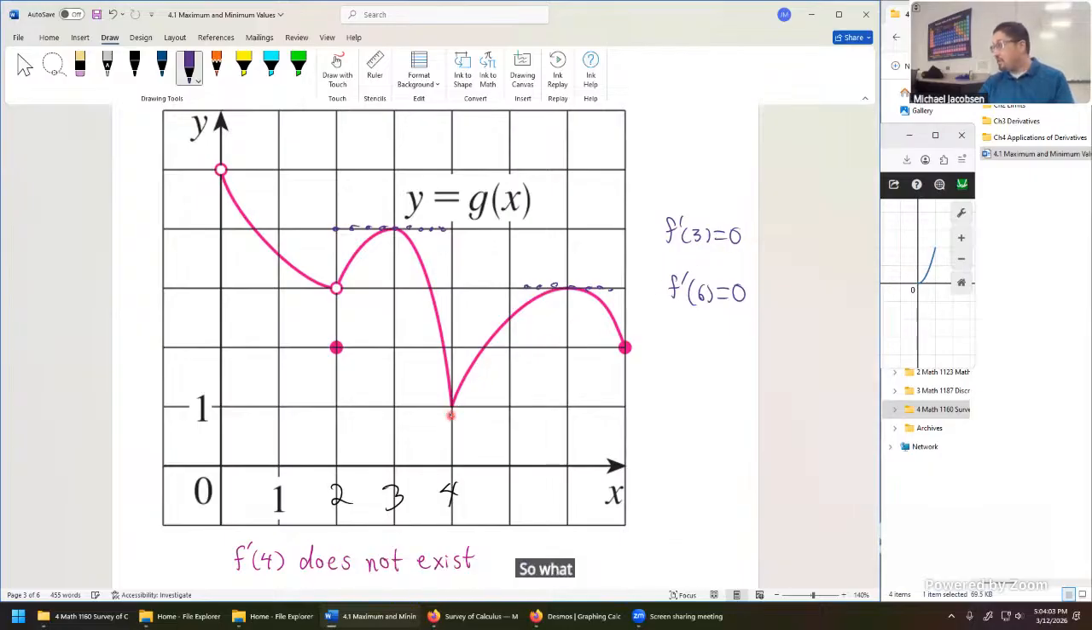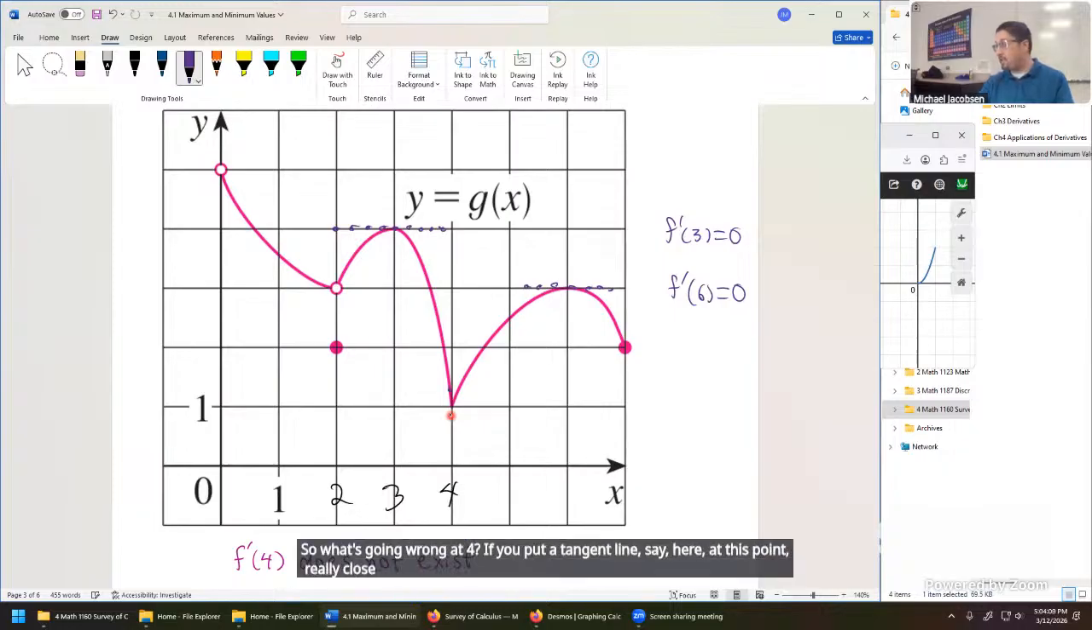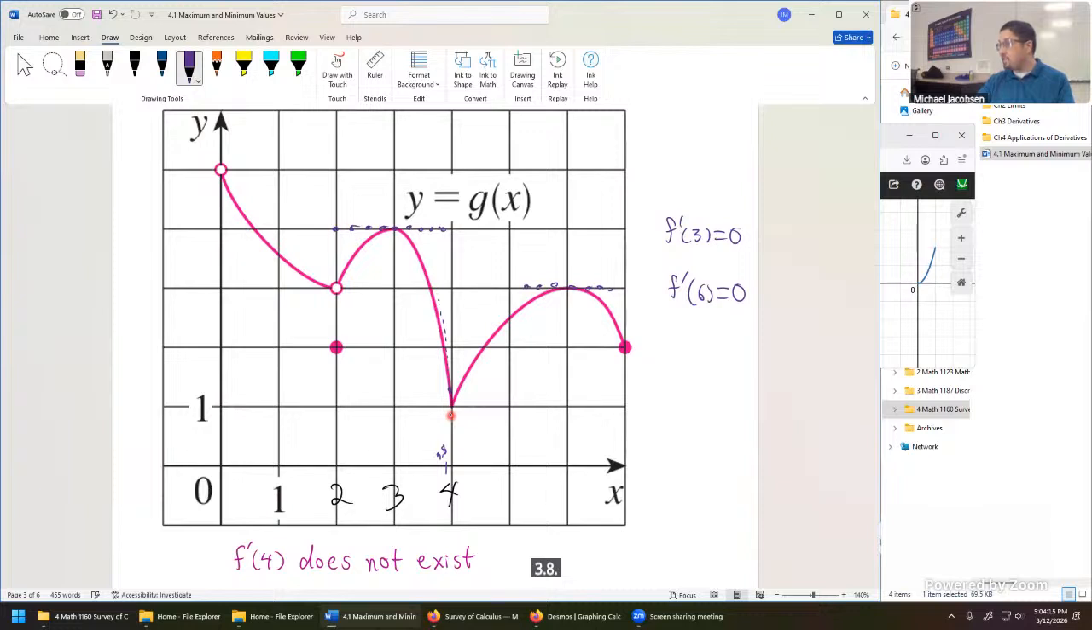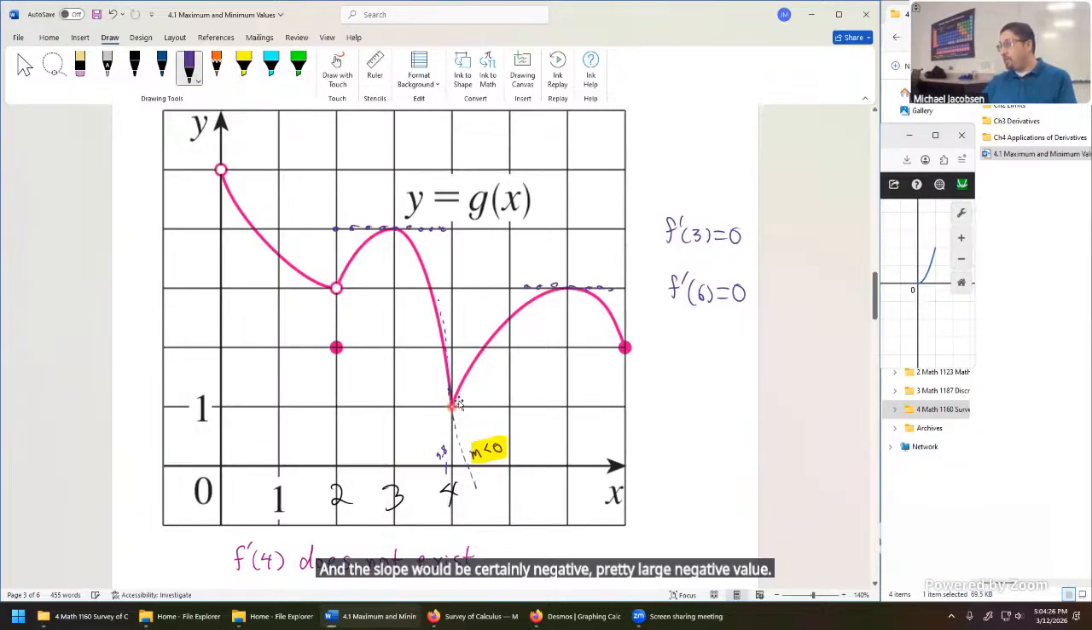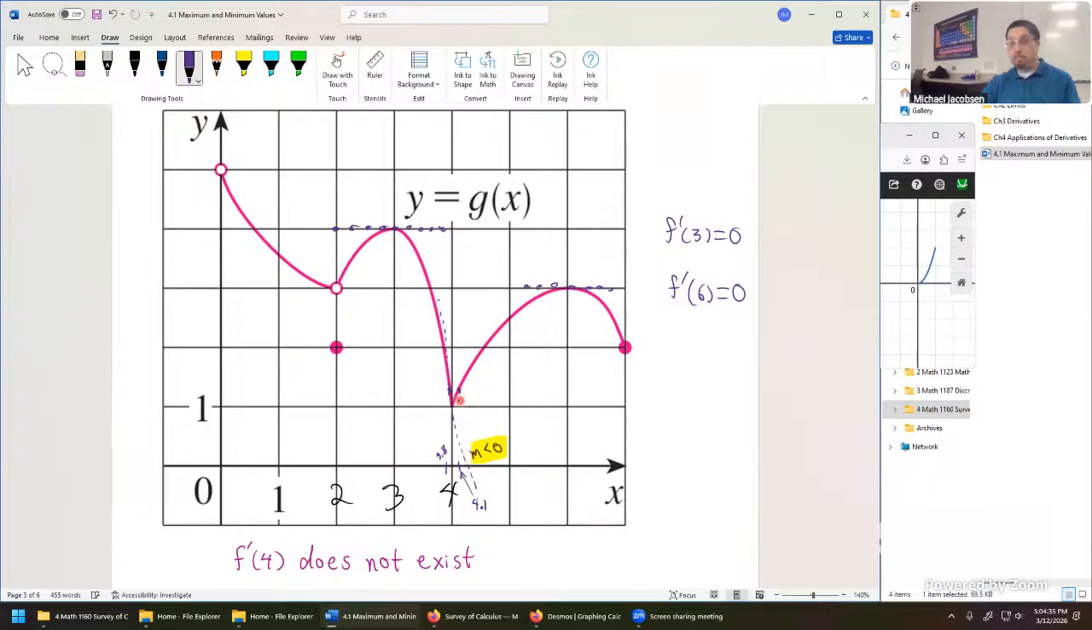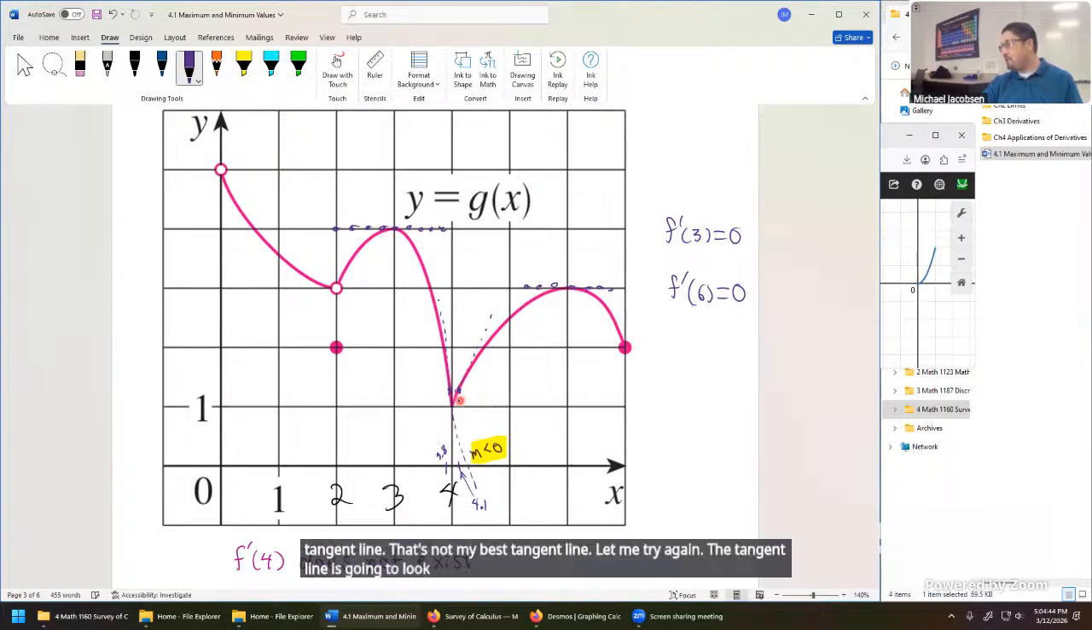So what's going wrong at 4? If you put a tangent line, say here, at this point, really close to 4, it's about at, say, 3.8, a tangent line would look about like this. And the slope would be certainly negative, a pretty large negative value. So now if you're on the other end, say you're at 4.1, you put a little dot here and put in a tangent line. That's not my best tangent line. Let me try again. The tangent line is going to look about like this now.